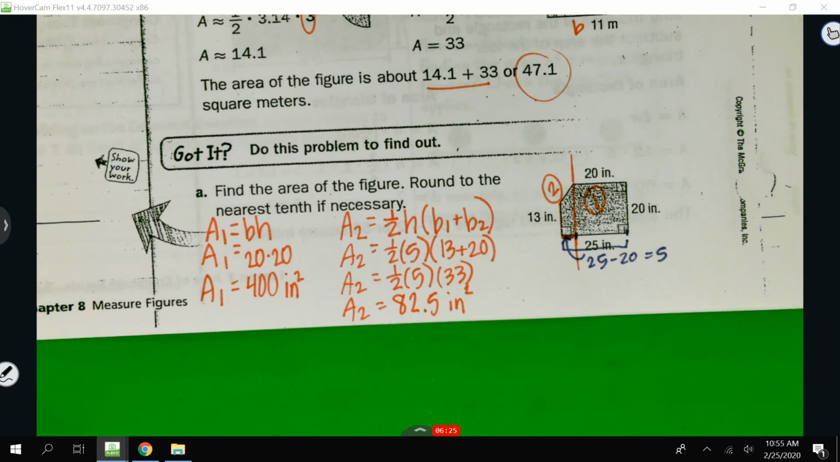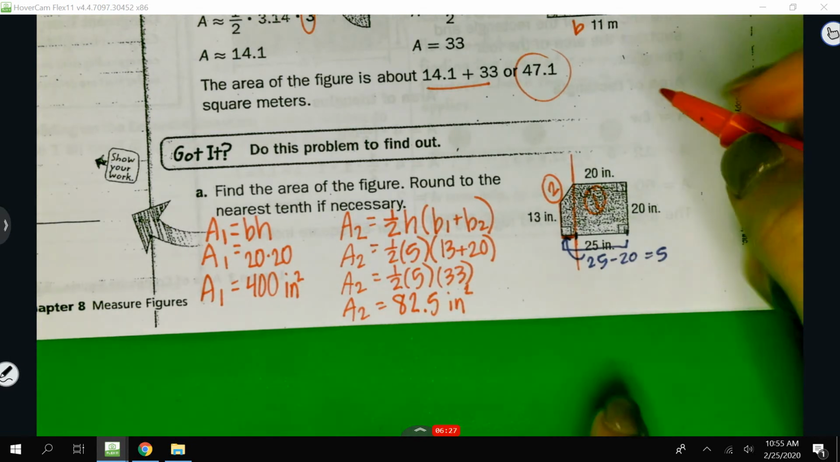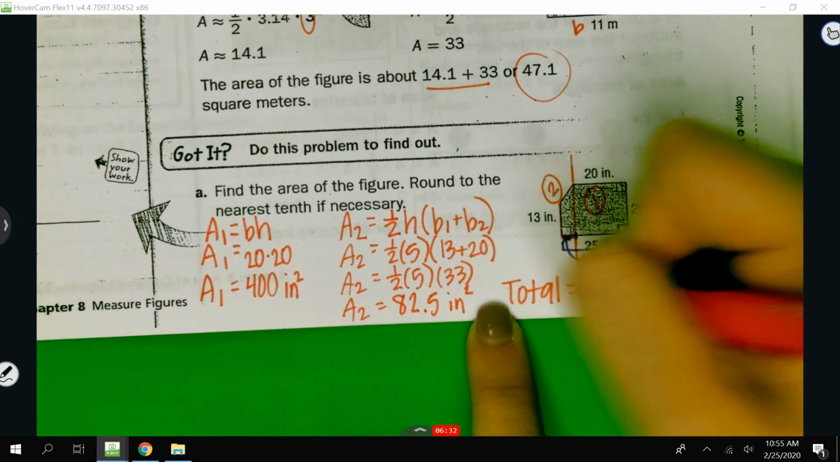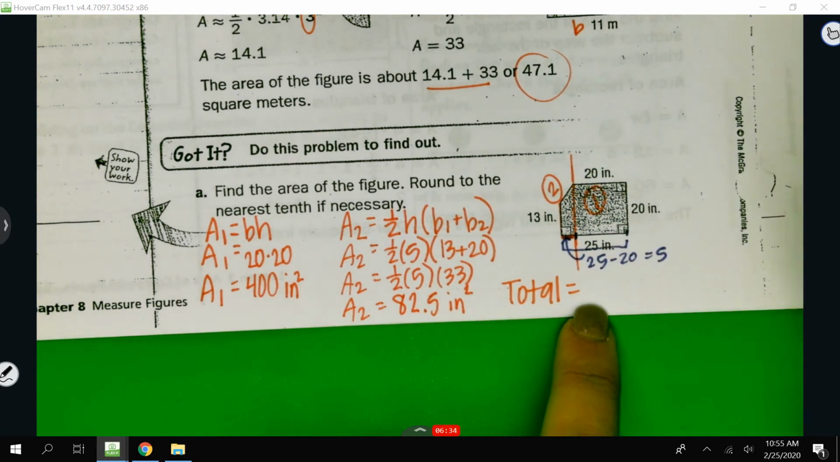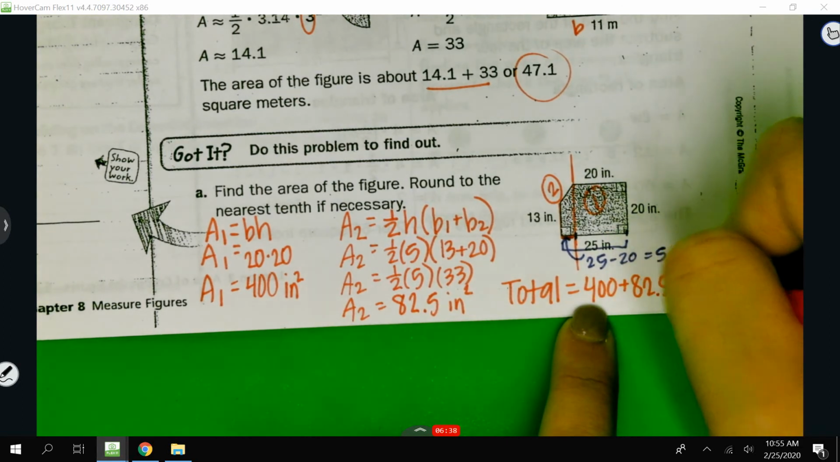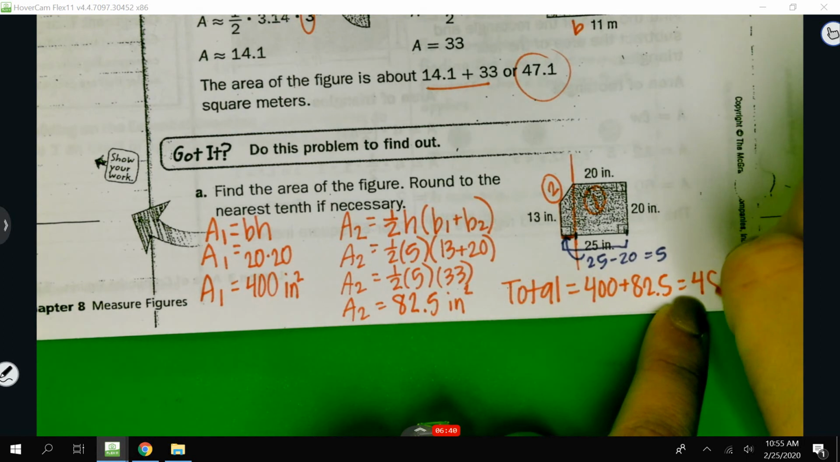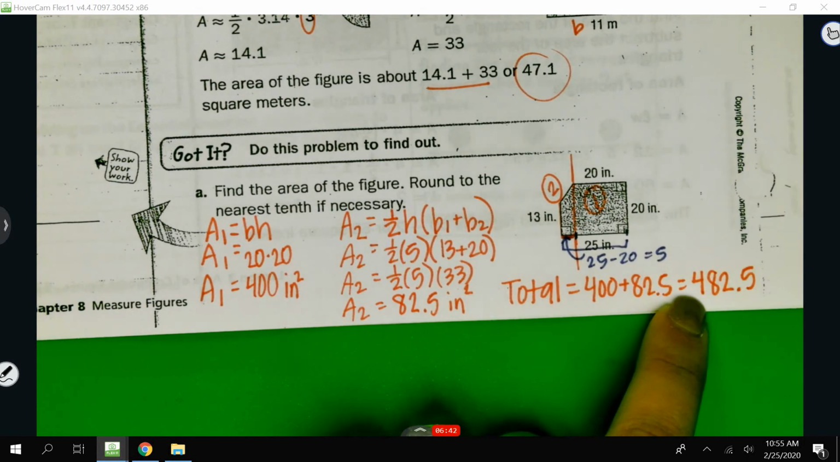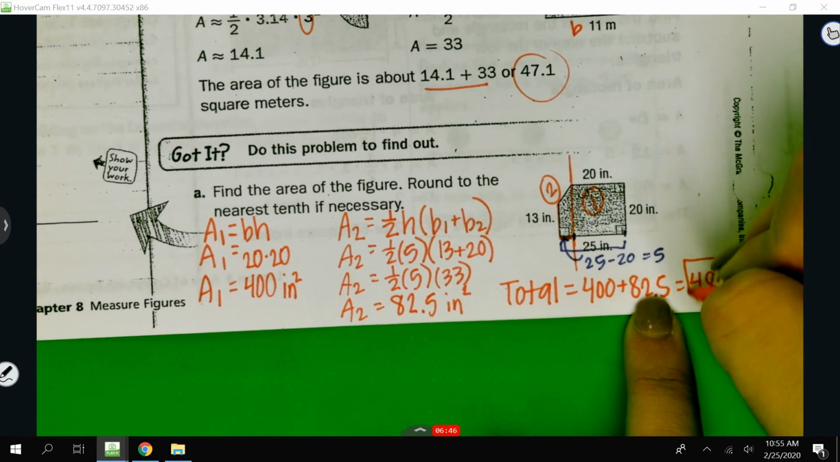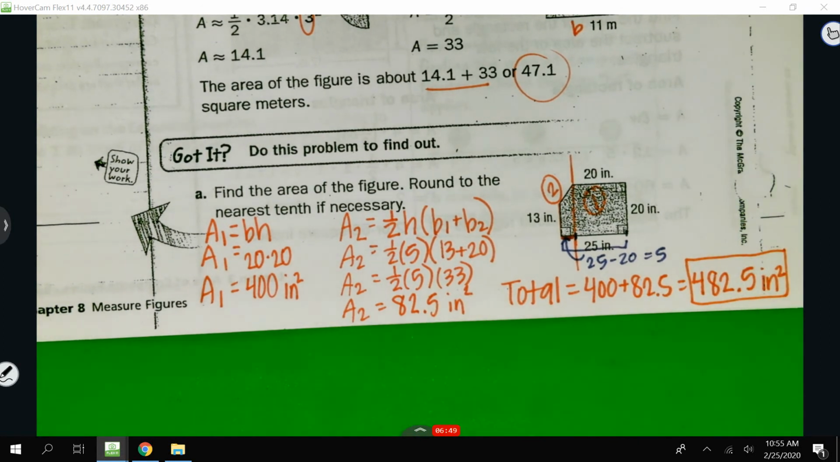Okay. All right, so total area of the whole entire composite figure, what are you going to do with those to find it? You're just going to add them together. So 400 plus 82.5 equals 482.5 square inches. And that is your total area. Any questions on that?